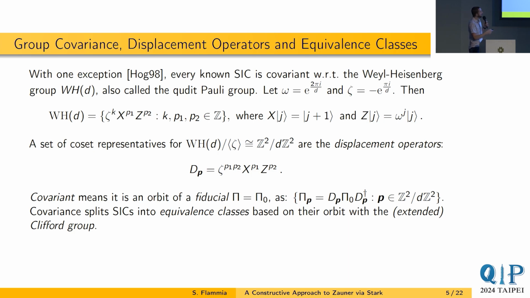A set of coset representatives for this group modulo its center, which is how it acts when you're acting projectively on states, is given by the displacement operators. So these are familiar displacement operators. Covariant just means that I can construct one of these SICs as the orbit of a certain fixed fiducial vector.